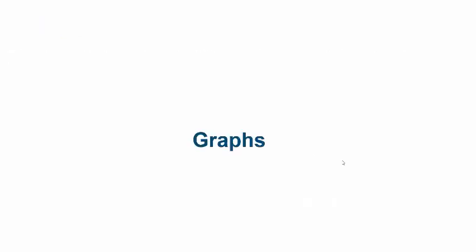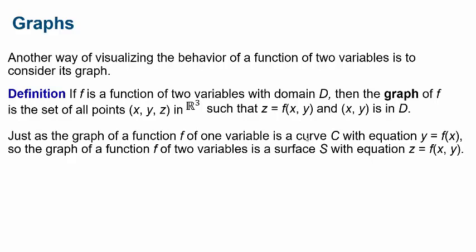All right, we want to expand this concept next, talking about graphs, so how you visualize functions of more than a single variable. Another way to visualize the behavior of a function of two variables is to consider its graph. If f is a function of two variables with domain D, then the graph of f is the set of all points (x, y, z) in the three-dimensional coordinate system such that z is a function of x and y, and (x, y) is in the domain.